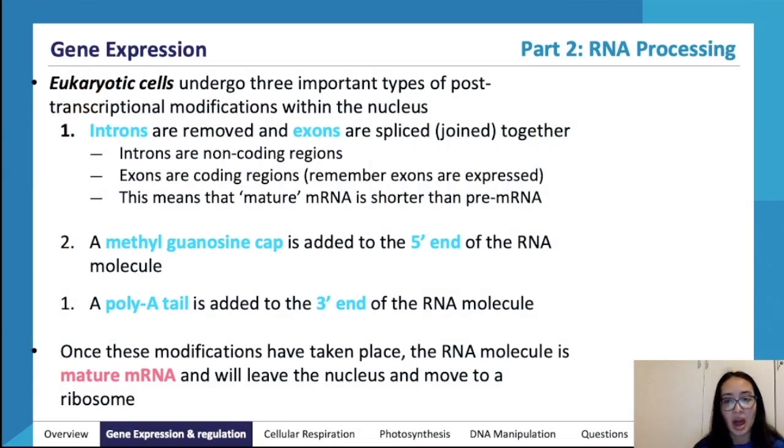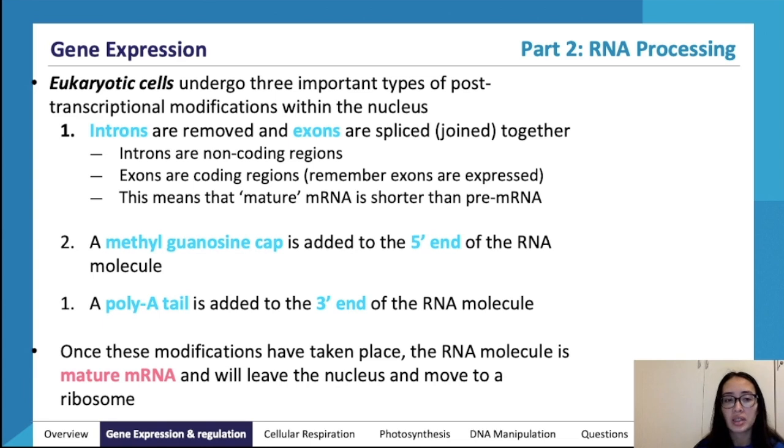Okay, next up we've got RNA processing. Eukaryotic cells will have three types of post-transcriptional modifications within the nucleus. Keep in mind that this is in eukaryotic cells, not prokaryotic cells. So in eukaryotes, we've got introns being removed and exons being spliced or joined together.